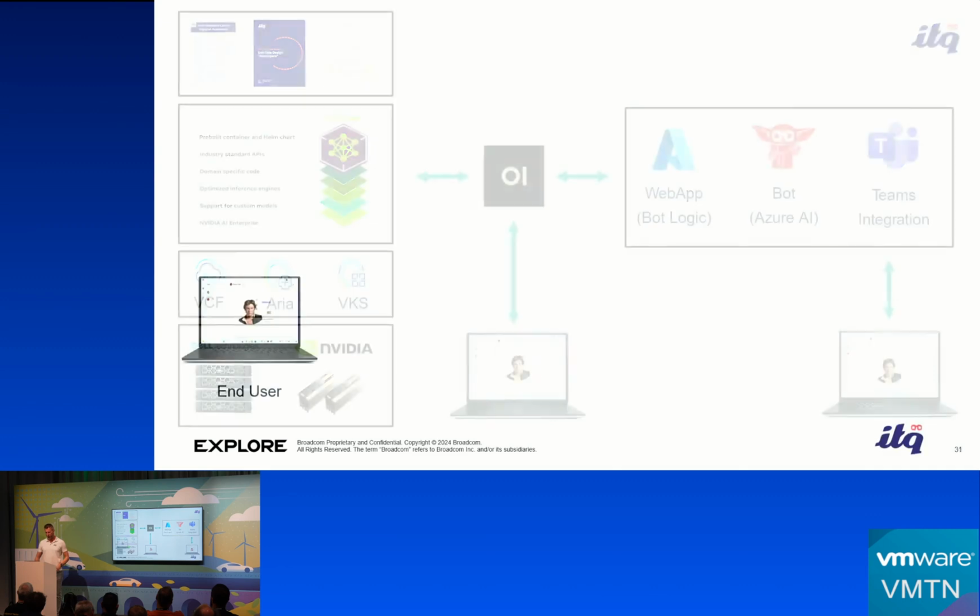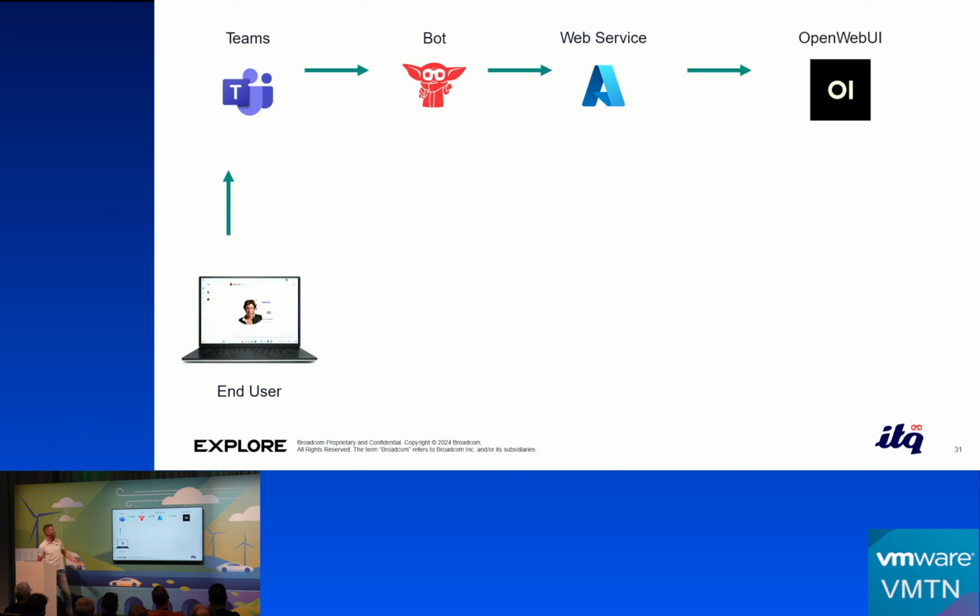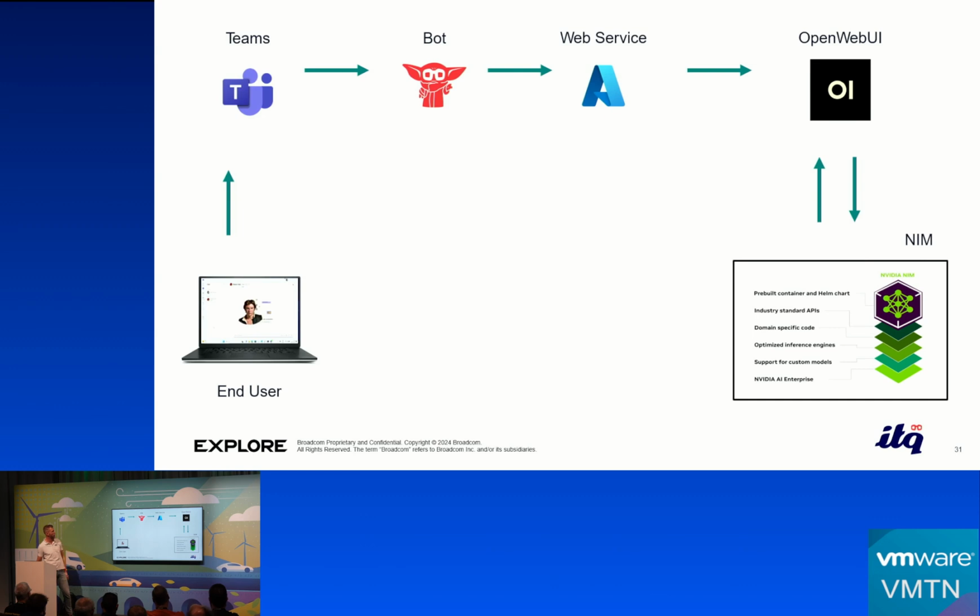The way that traffic flows is that I have my end user that talks to Teams, Microsoft Teams, simply the Teams client, that talks to the bot, and there's a reason why it's called Yoda, that talks to the web service, that talks to the Open Web UI, that retrieves information from the NIM, and ends up at the web service. What I wanted to show in this demo is that the smaller the model, the less chance there is that the model knows who Yoda is and what language he speaks.